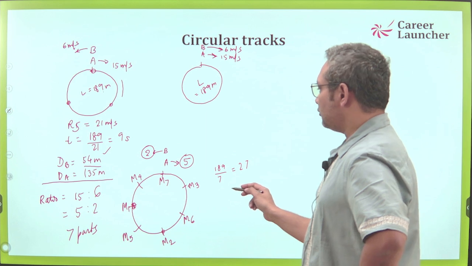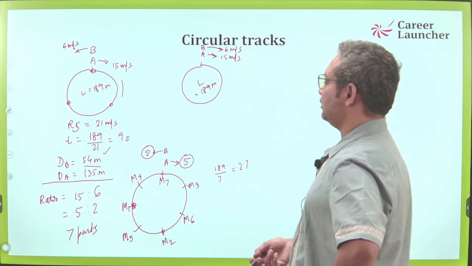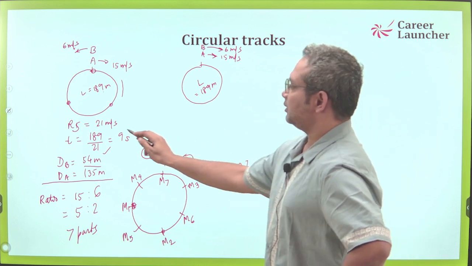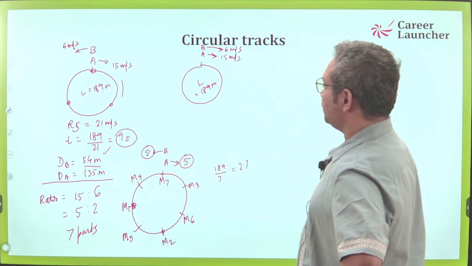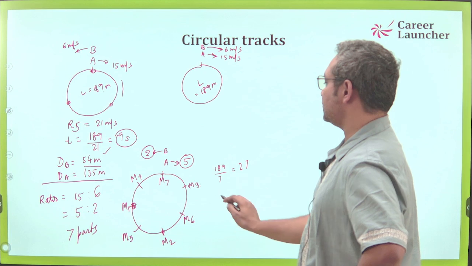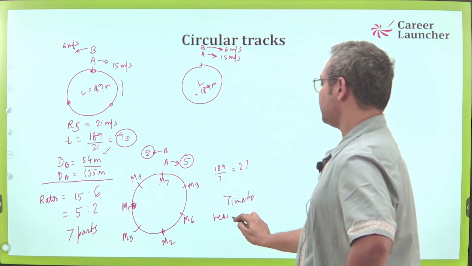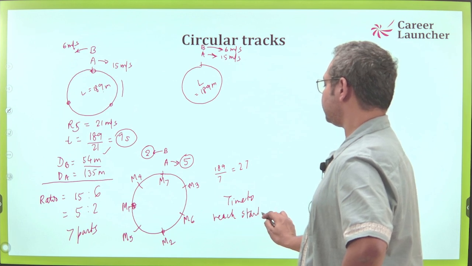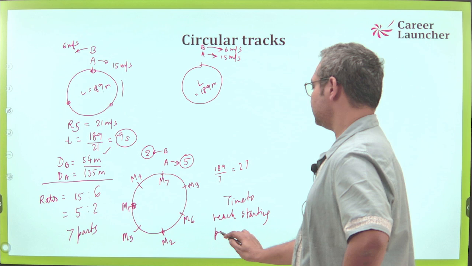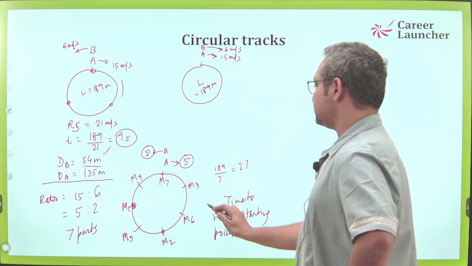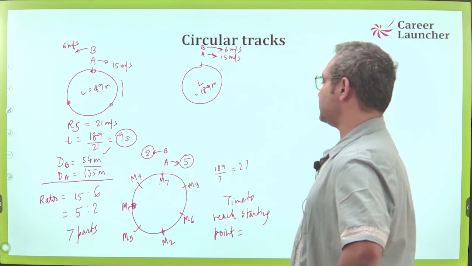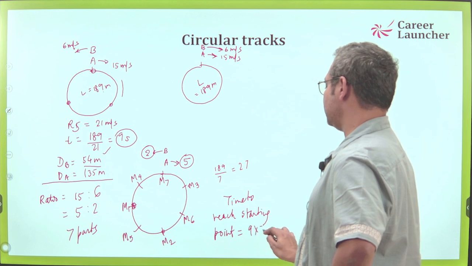So if I want to find out how long it takes for the first meeting, we have already figured that out. Now if I want to know how long it takes for them to reach the starting point, the time to reach the starting point, since this is the 7th such meeting and each meeting takes 9 seconds, it would be 9 times 7, 63.